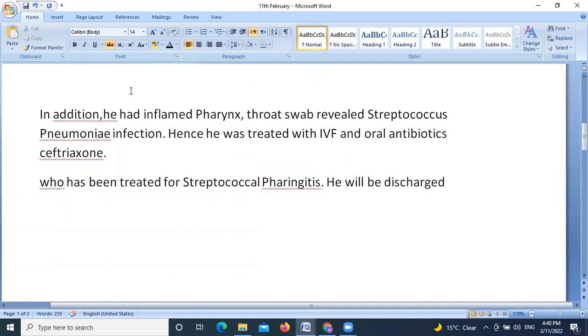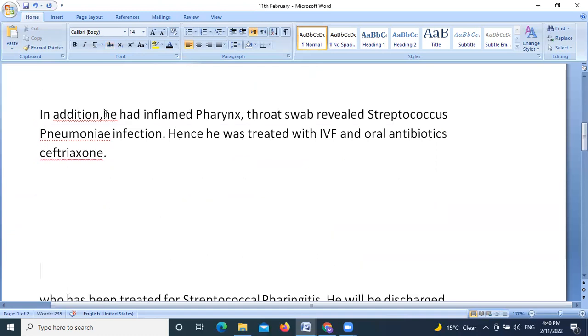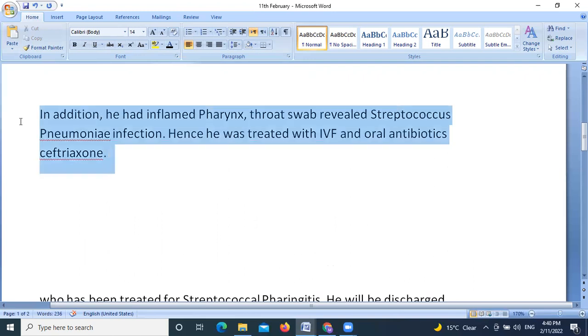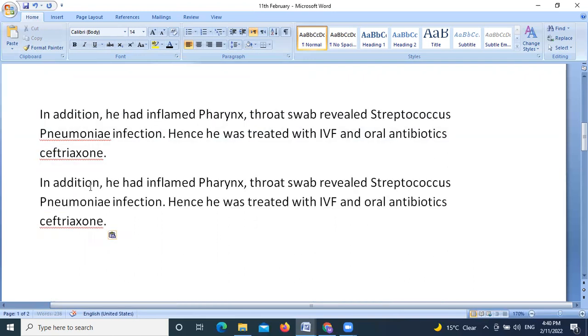Okay. Now let us read this sentence. In addition, he had inflamed pharynx. Throat swab revealed Streptococcus pneumoniae infection. Hence, he was treated with IVF and oral antibiotics, ceftriaxone. Okay. So let us go step by step. In addition is okay. He had inflamed pharynx. Maybe just a typing mistake. Pharynx should be small. Okay. Let us ignore it.